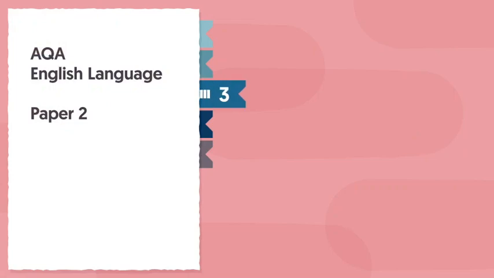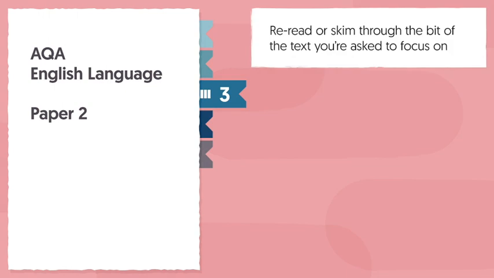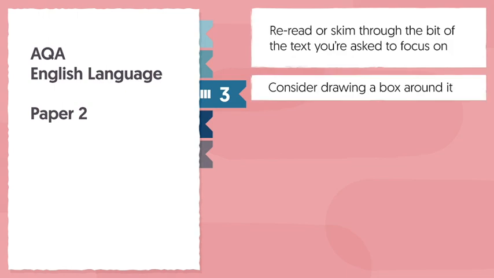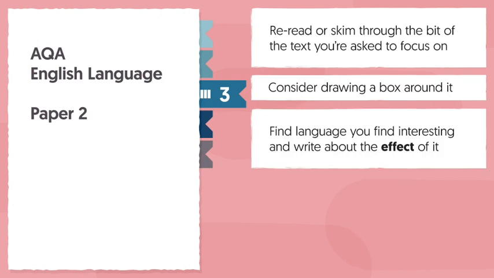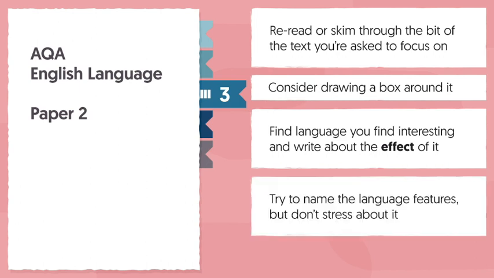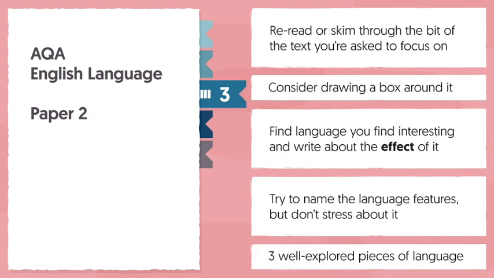Okay, we'll leave it there. Here are our top tips for success on AQA Paper 2 Question 3. Reread or skim through the bit of the text you're asked to focus on, and consider drawing a box around it. Look for language you find particularly interesting, and remember you're writing about the effect of this language, meaning how it makes you feel or what it makes you imagine. Try to name the language features you're writing in depth about, but don't stress about it, and around 3 well-explored pieces of language is enough to do well.